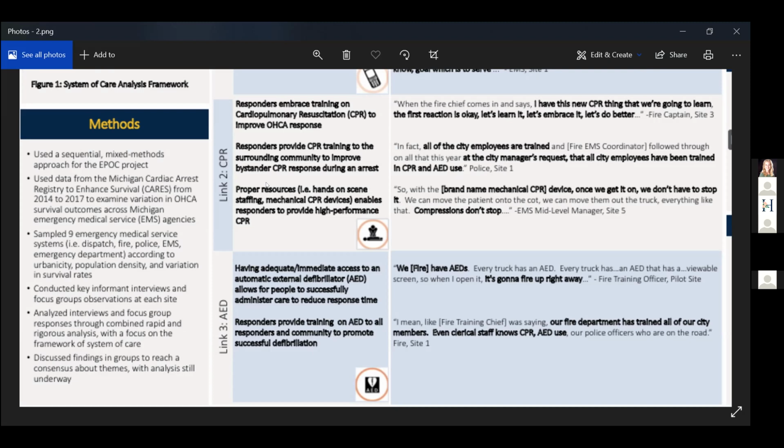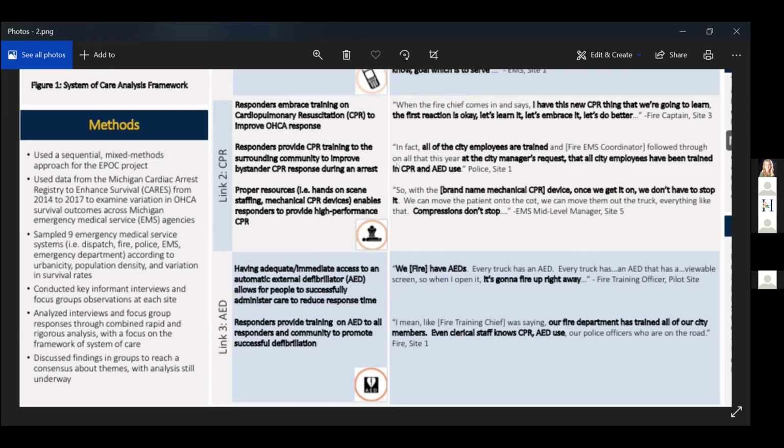So we conducted key informant interviews and focus group observations at each site, and through combined rapid and rigorous analysis, we analyzed the interview and focus group responses with a focus on the framework of system of care. And after that, we discussed the findings in groups to reach a consensus about the themes.